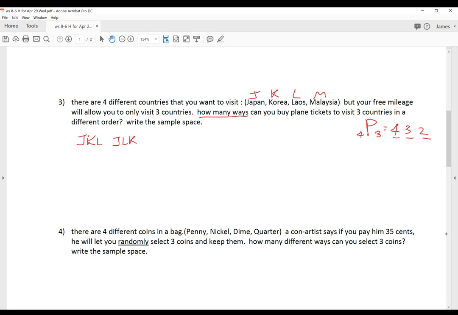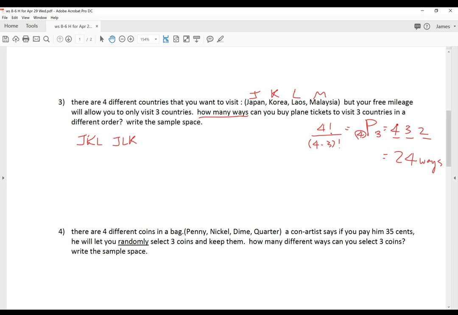Now there is that times one. If you want to use the definition, it's 4 factorial divided by 4 minus 3 factorial. So if you work it out, the 1 cancels out basically. So it's just 4 times 3 times 2, which is 24 different ways.